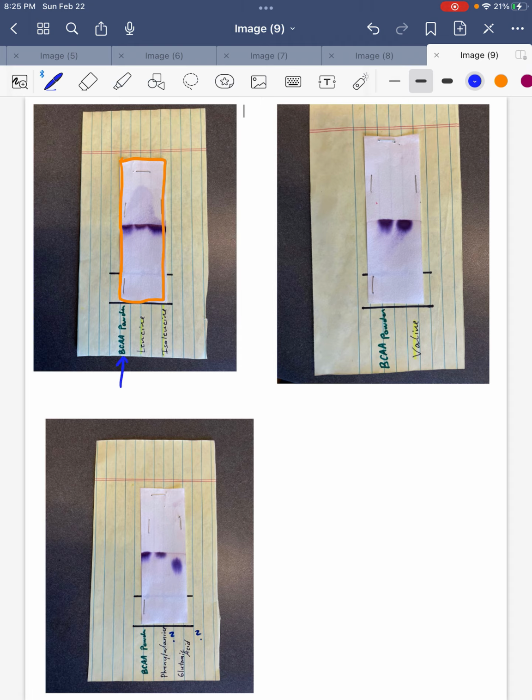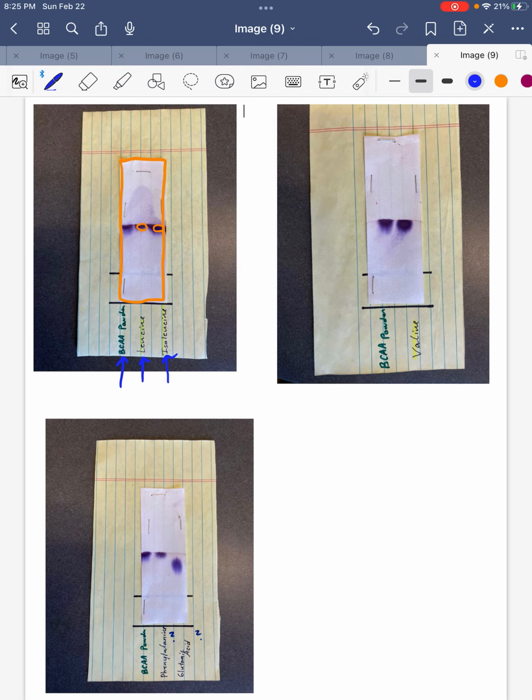So here is our rectangular piece of paper. We're going to read these one at a time. So here in green is the dot that we did for the supplement powder. Here was the leucine control. And here was the isoleucine control. So just like we did before, here is the leucine control. Here is the isoleucine control.